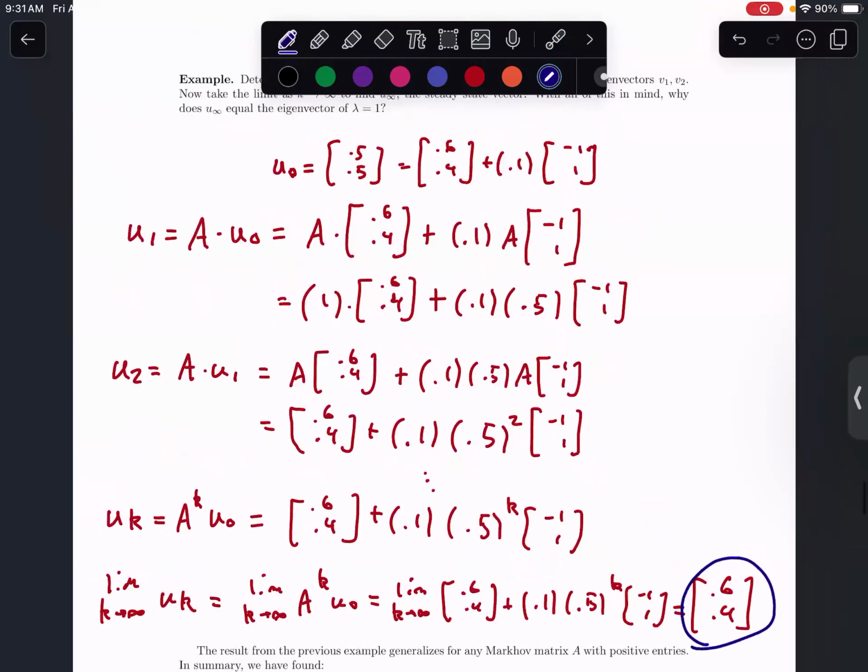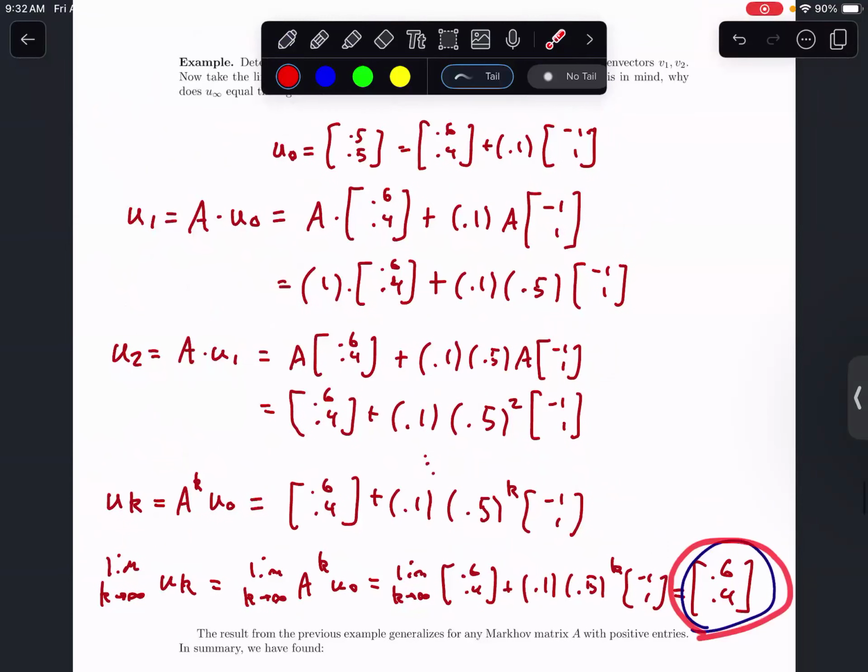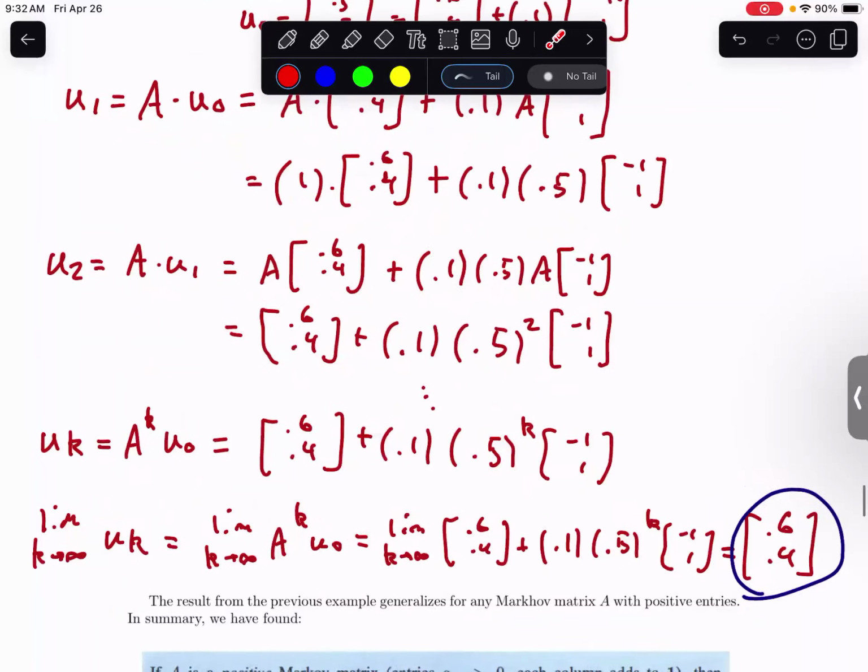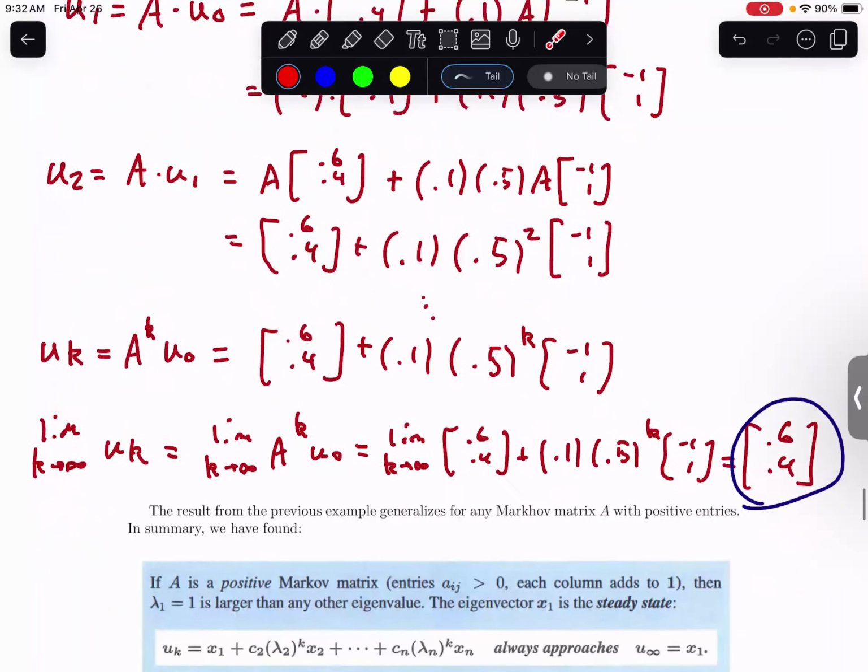And so this is the main idea behind what's happening. The most important idea is the fact that with these Markov matrices, you always have an eigenvalue of 1, and it also happens to be the maximal eigenvalue. So if you write a vector as a linear combination of these eigenvectors, the only eigenvector that will remain if you take enough powers is the eigenvector corresponding to 1. So that's why this vector u_k ends up converging to the eigenvector that corresponds to lambda equal to 1. And all the other eigenvectors go to 0 over time.